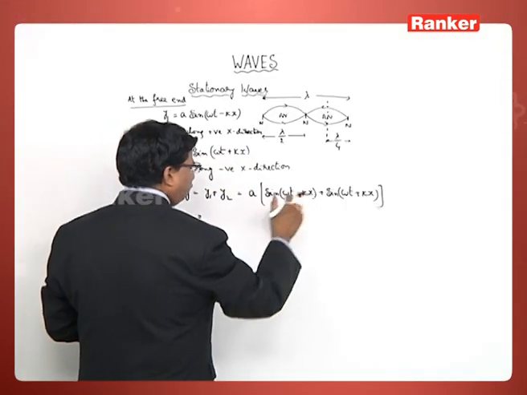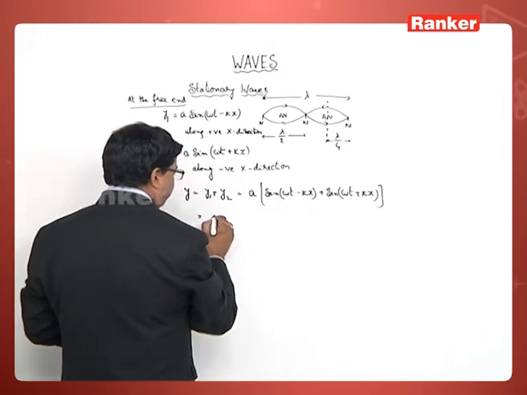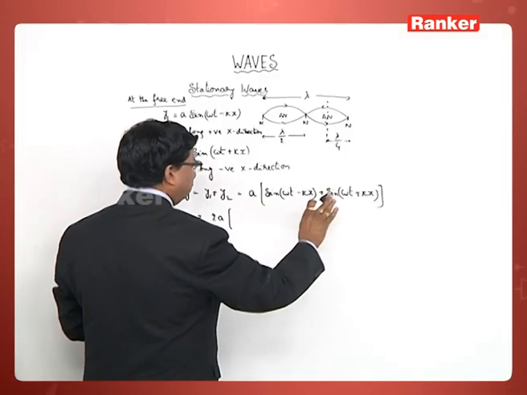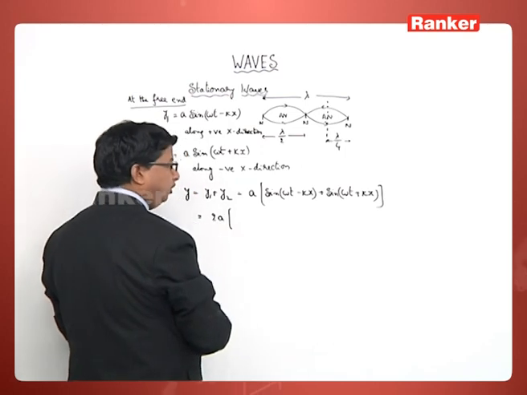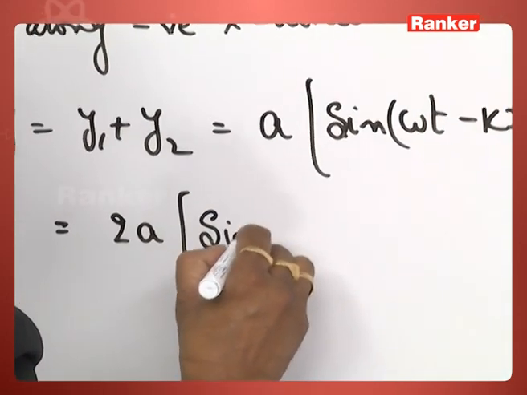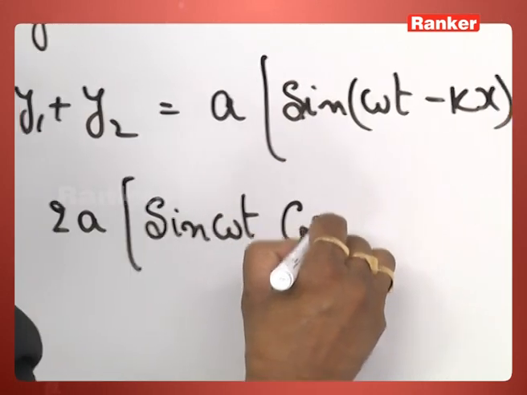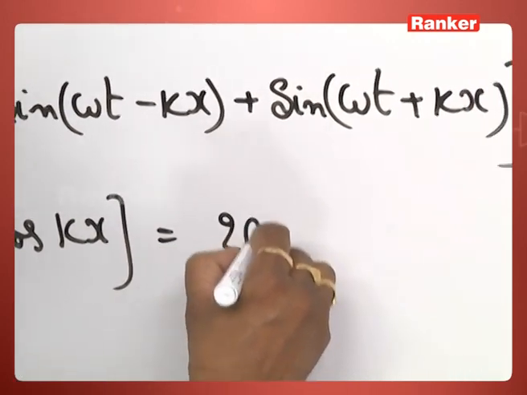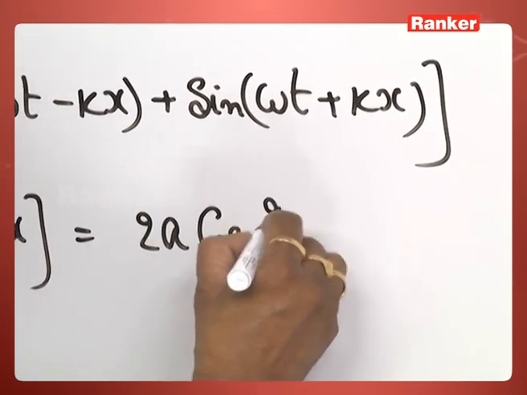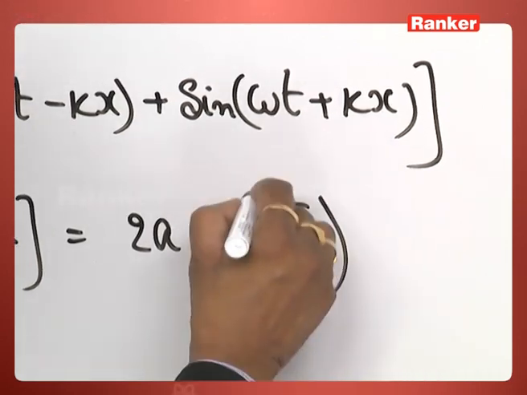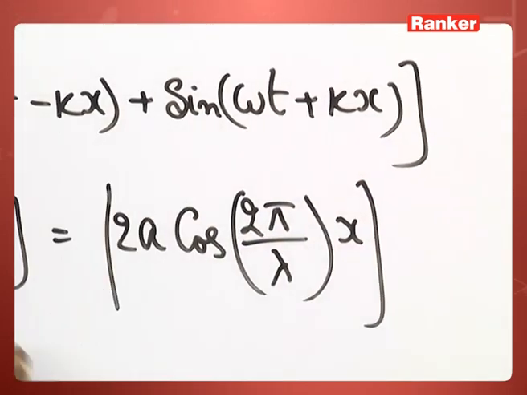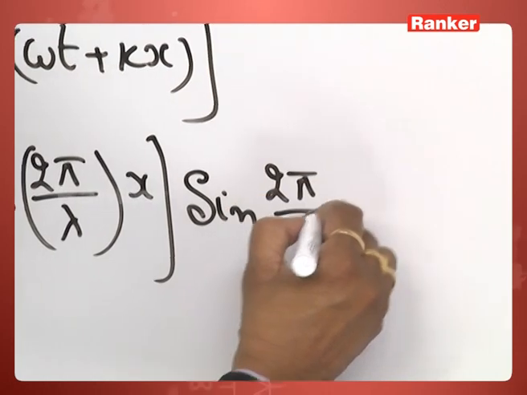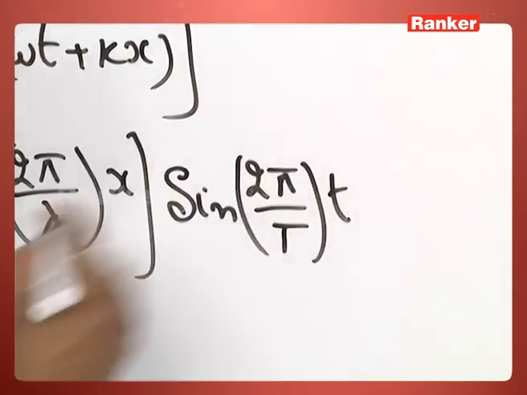Now if we just expand this one, like sin C plus sin D, 2a will be getting sin of (C plus D) by 2, that we can write as sin omega t, and of course we will be getting here cos kx. Rewriting the same equation, we will be getting 2a cos (2 pi by lambda into x) into sin (2 pi by capital T into small t).